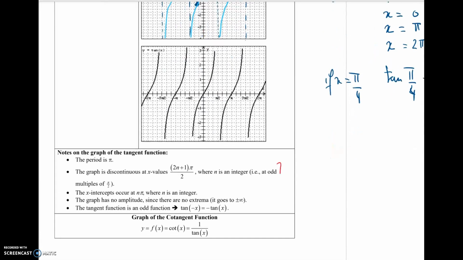Do you need to remember that? I don't think you need to remember that because you know how to graph your function very quickly. The x-intercept occurs at n pi. I don't think you need to remember that. You can find that very quickly. It takes like 30 seconds, not even.